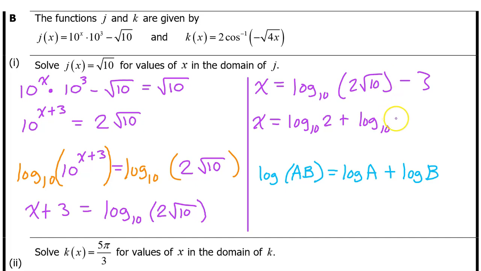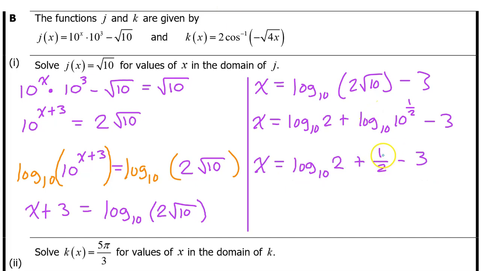Instead of writing radical 10, I'm going to write 10 to the 1/2 power, which does mean the same thing. And then we have the minus 3. In this form, we can see that the log base 10 and the base 10 will cancel each other out. So on the next step, we will just have a 1/2 right here. The 1/2 and the minus 3 are like terms. We just need like denominators. We can multiply the 3 by 2/2. So this is really 1/2 minus 6/2. So that will be negative 5/2.